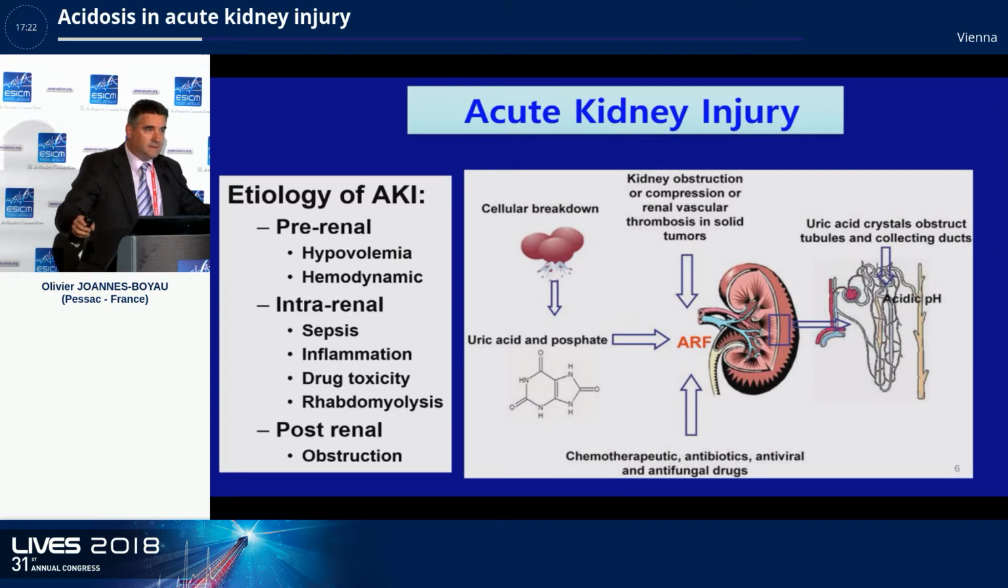The problem is that you have not just one acute kidney injury in ICU, because you have multiple causes, and depending on the cause, the reason for acidosis will change. It's simpler to explain this way. First, you have the pre-renal acute kidney injury with hypovolemia and hemodynamic disturbances. This is the first phase of sepsis or septic shock, for example.